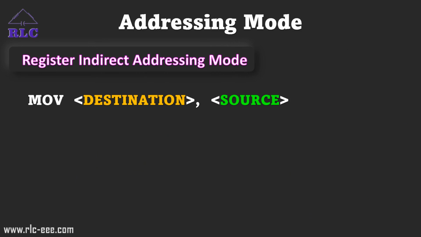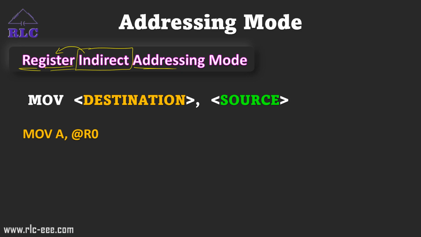Next, we'll see the register indirect addressing mode. In register indirect addressing mode, we are not using the address directly. We are using the address indirectly, with the help of a register. That is what this means. We are copying the data from one memory location to another memory location, but the address is not provided directly. The address is provided through the register. We'll see with an example so that we can easily understand.